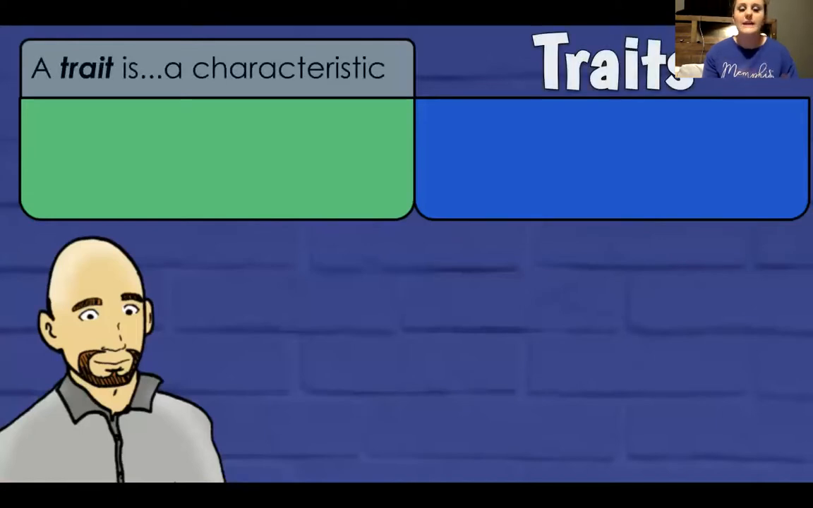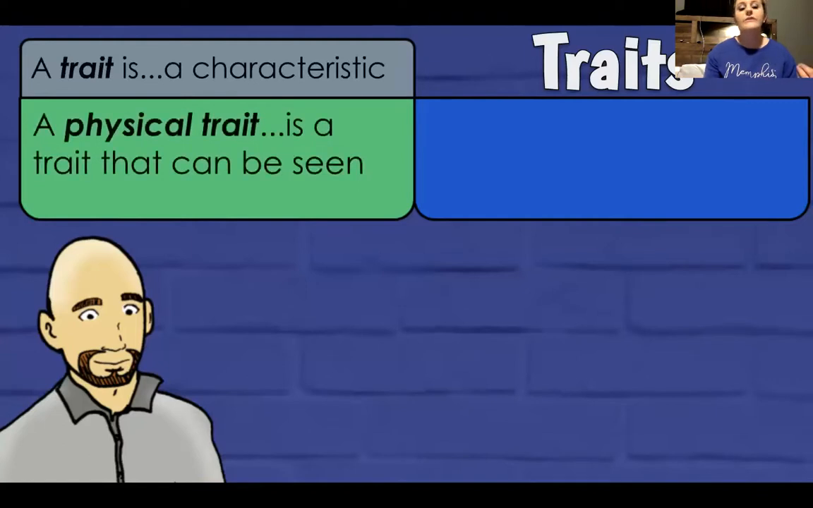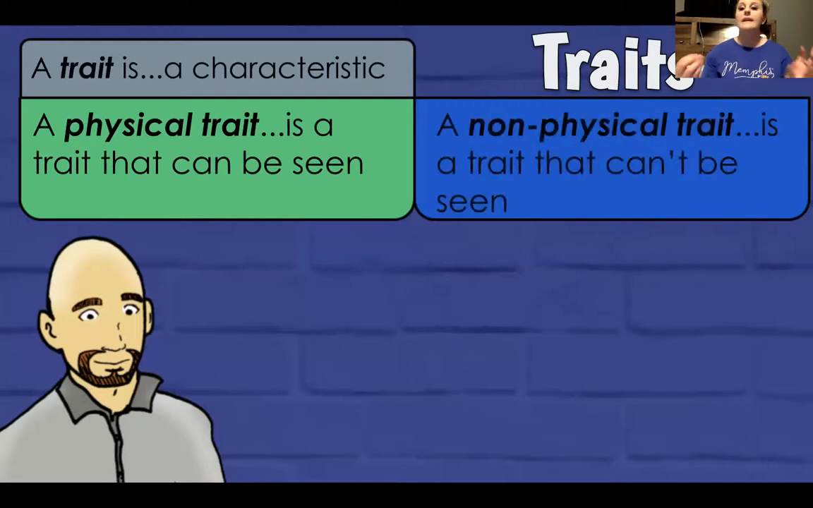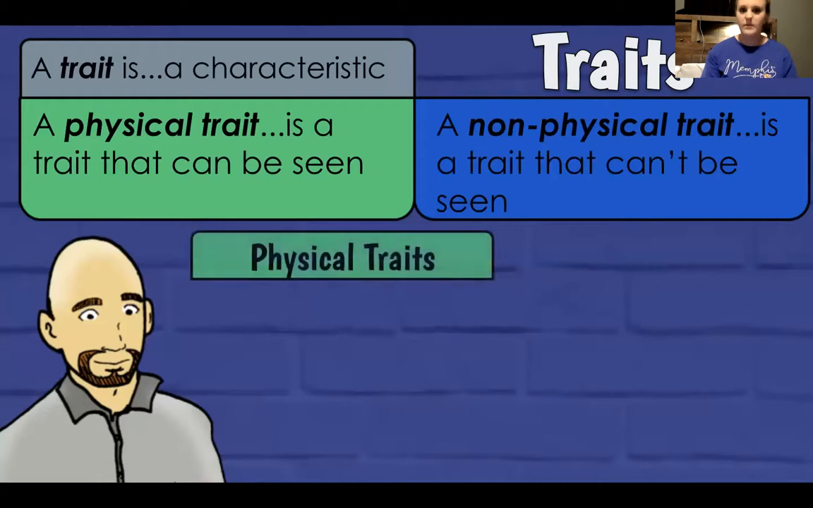Traits. A trait is a characteristic. A physical trait is a trait that can be seen. Okay, so a physical trait is something that someone can see on you. Like they can look at you and say, okay, this is a physical trait. A non-physical trait is a trait that cannot be seen. Here are some examples of physical traits.